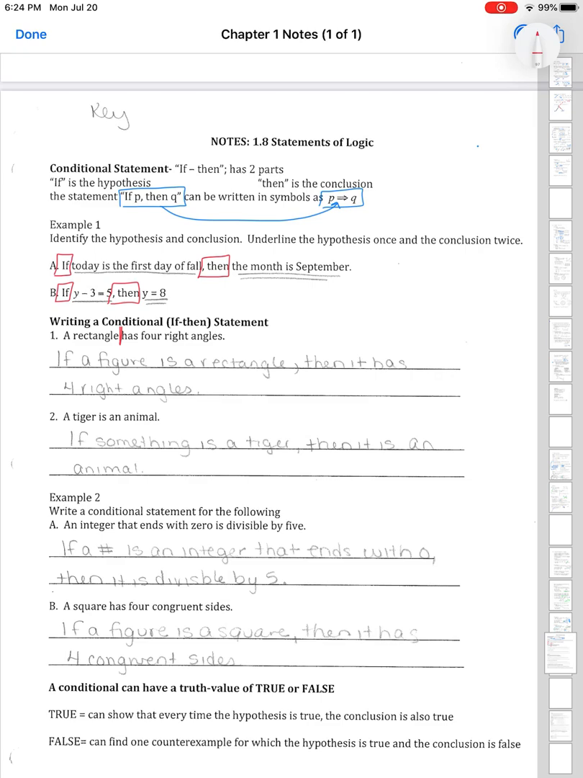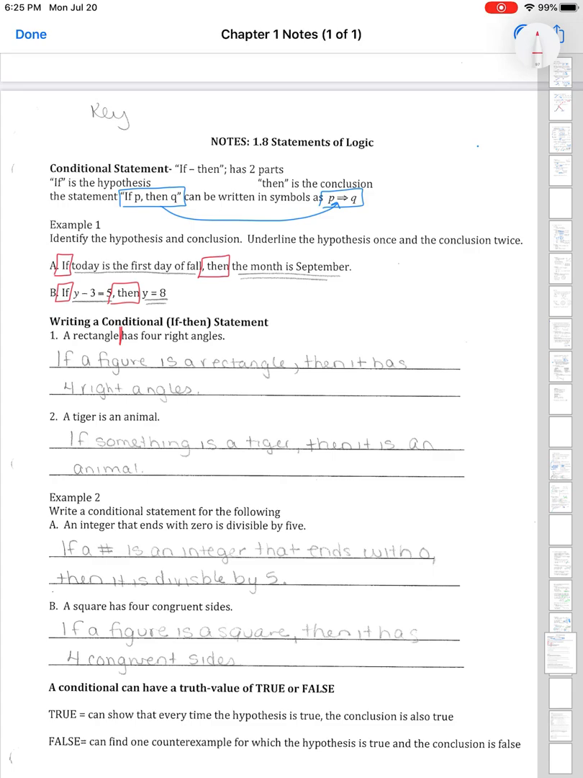So if we shift gears a little bit, instead of being given the if-then statement, now we want to write an if-then statement. So we have to take whatever statement they give us, such as a rectangle has 4 right angles, and we have to figure out, okay, where can I split this? So we're going to split it right after rectangle, and we're going to put it in an if-then format. So you can't say if rectangle then has 4 right angles. You've got to add something to it. So for example, if a figure is a rectangle, then it has 4 right angles. If a shape is a rectangle, then it has 4 right angles.